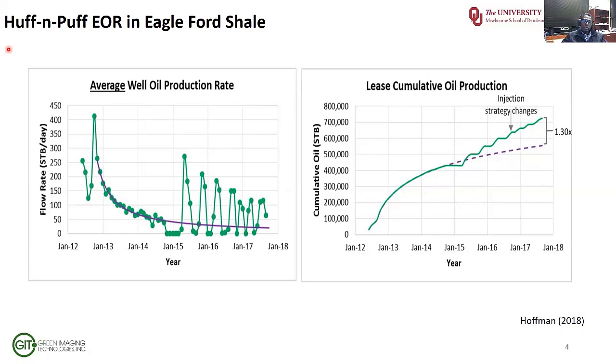Coming back to the Eagle Ford, here we're looking at a well that was drilled, I would say, probably in the second quarter of 2012. Then this well peaked within the third quarter of 2012. After that, we see a pretty steep production decline, as expected based on the previous slide. Around the third quarter of 2014, the company that owned this well decided to implement a huff and puff EOR project. And here you see the production went down to zero.